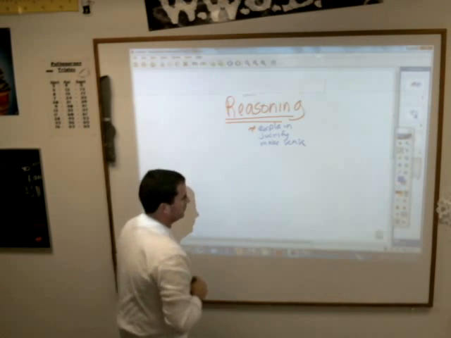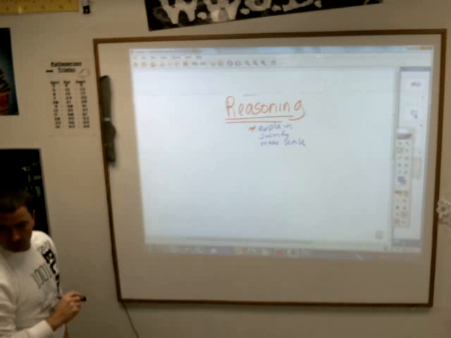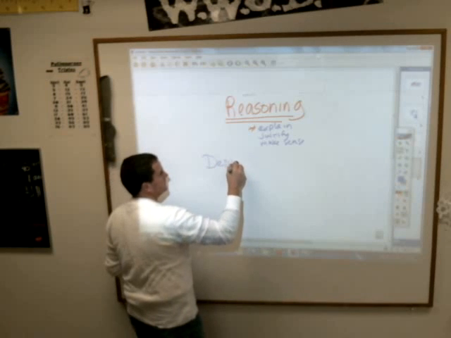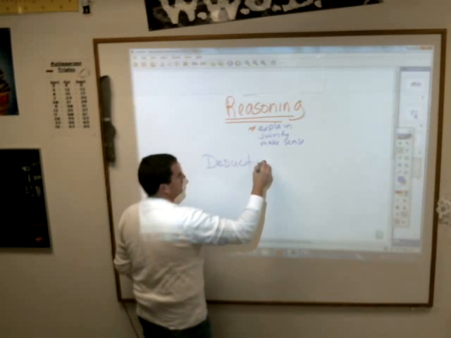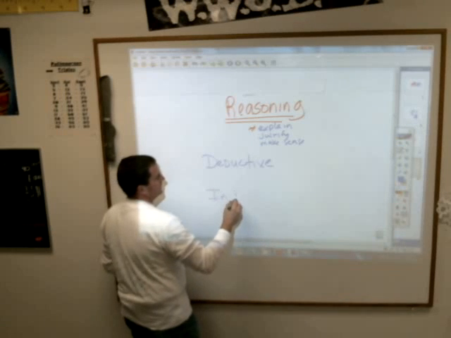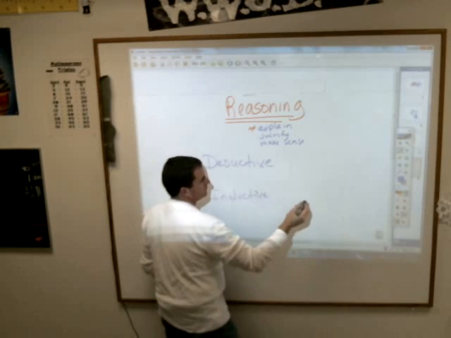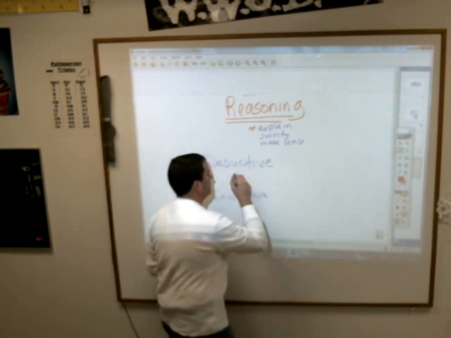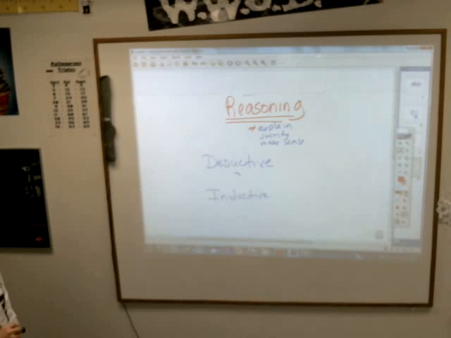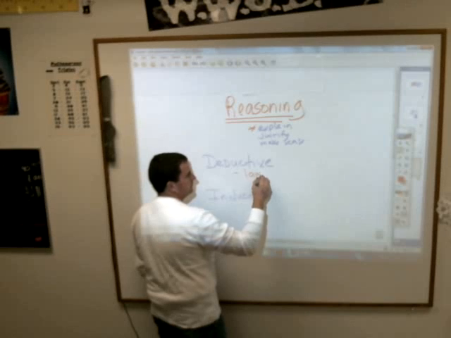And there's two types that the book talks about there. One of them is deductive and the other is inductive. Deductive. And the other one is inductive. And the difference between the twain would be, deductive really is based on the laws or the rules.